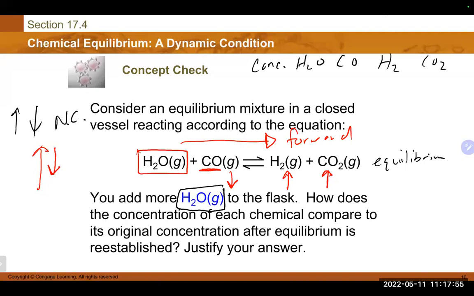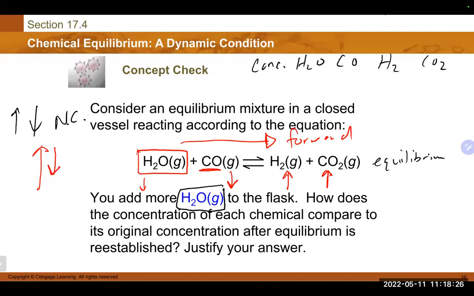And what you might actually see in this case is the concentration of H2O being higher than it started with, just because you artificially added it. Because you kind of bumped it up, it went up. But as that forward direction happens, it will start to come back down as it reacts with the CO. And again, you might actually end up a little bit higher than what you started with. Any questions on that one there?